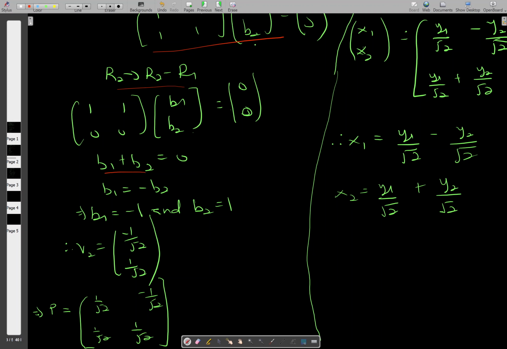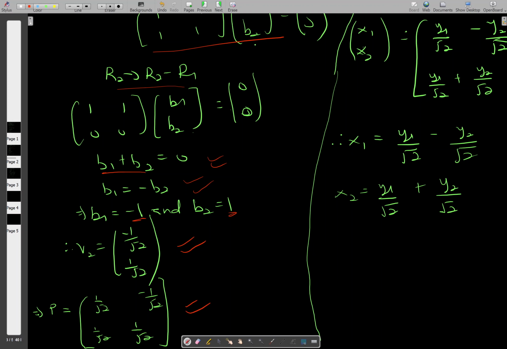So that's b1 plus b2 equals to 0, and this is the same as b1 equals to negative b2. Okay, and therefore from here we can say that b1 is equal to negative 1 and b2 equals to 1. Okay, so v2 is the normalized eigenvector of lambda equals to 7. So you can generate our modal matrix so that the columns are the normalized eigenvectors. So this is our P.